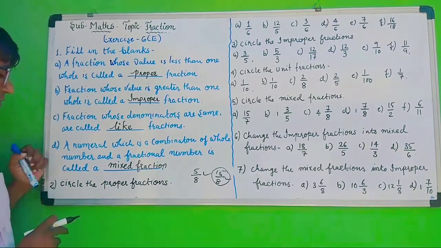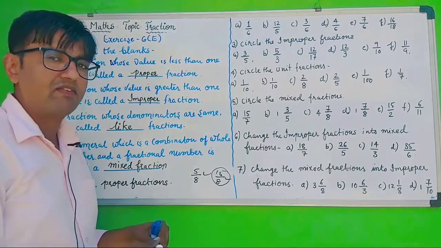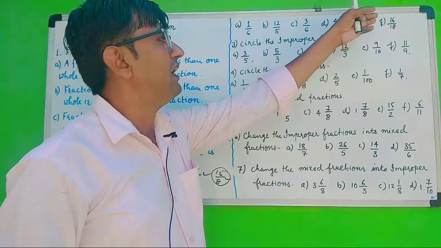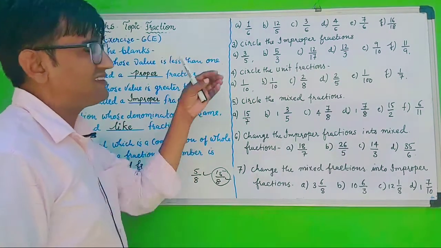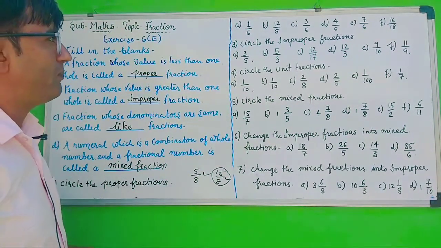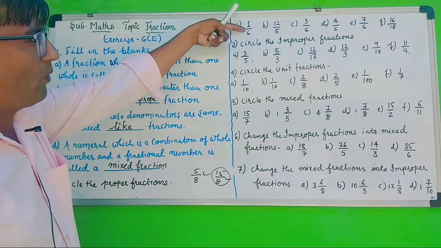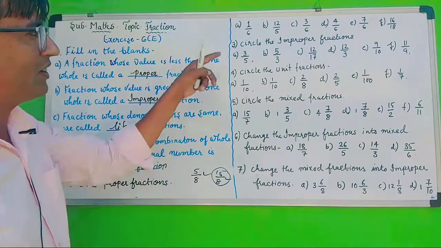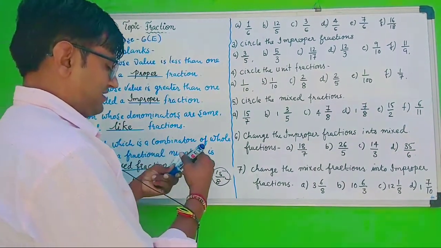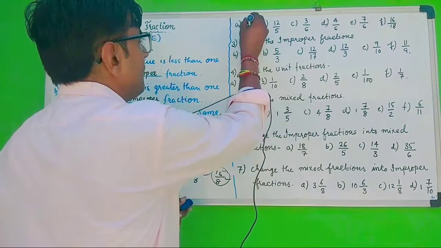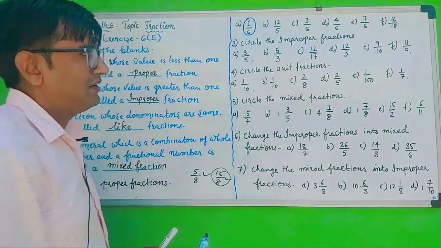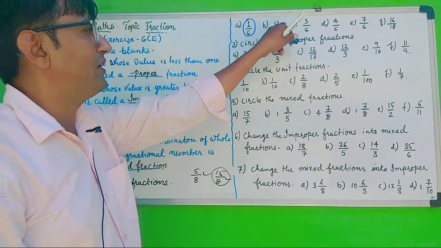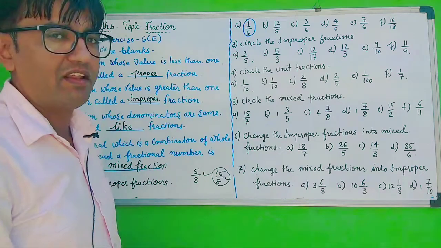Now, question number 2, circle the proper fraction. Here A, B, C, D, E, F fractions are given. We have to identify the proper fractions. First one, A, 1 by 6. The numerator is smaller than the denominator, hence 1 by 6 is a proper fraction. I will circle it. 12 by 5 is not a proper fraction because 12 is the numerator and 5 is the denominator. 12 is greater than 5.